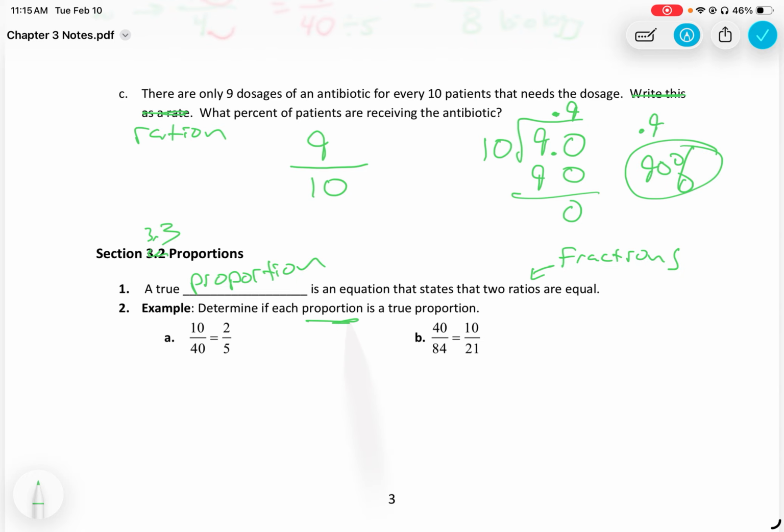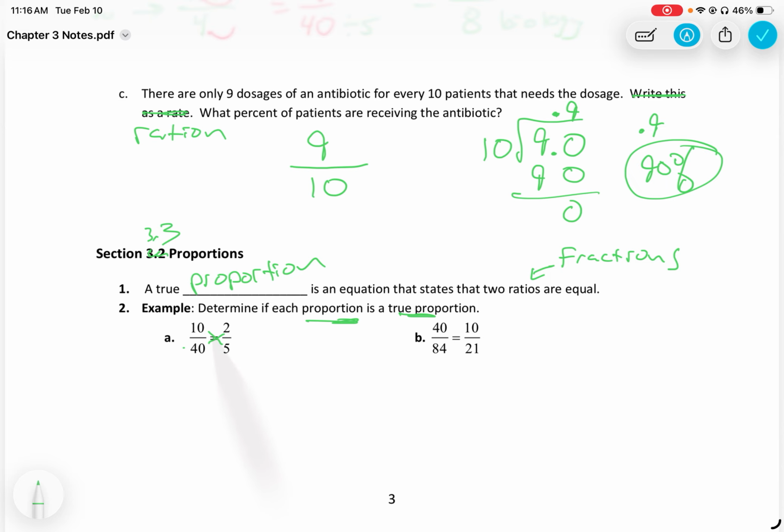So in order for a proportion to be true, they should be the same fraction. That means we could either reduce this side down to see if we would get 2/5, or we can compare fractions. We could divide both of these into a decimal and see if we get the same decimal. But a really quick and easy way to know if it's a true proportion, which means we have equal ratios, equivalent fractions on both sides, is to cross multiply and see if they're equal.